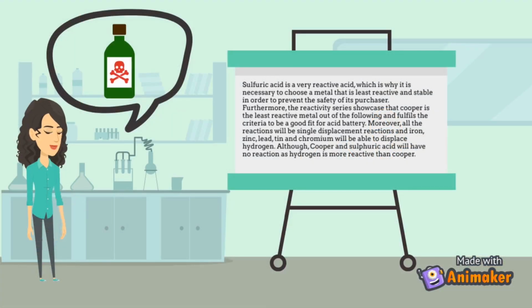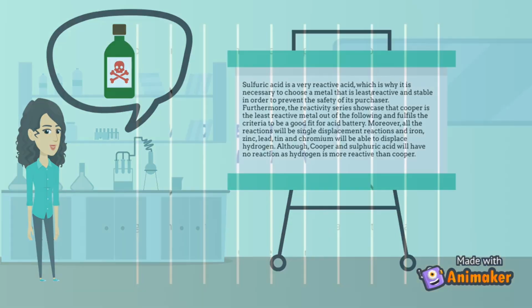Now, what all do we already know about this investigation? We know that sulfuric acid is a very reactive acid, which is why for a battery it is necessary to choose a metal that is stable or reacts the least with sulfuric acid. Now, considering the reactivity series, we know that copper is a good fit for an acid battery because it is less reactive than all the metals present, and because copper won't be able to replace hydrogen in the reaction, as it is less reactive than hydrogen. Hence, copper and sulfuric acid won't have any reaction at all, making it safe for the purchasers to have the battery composed of a metal like copper.